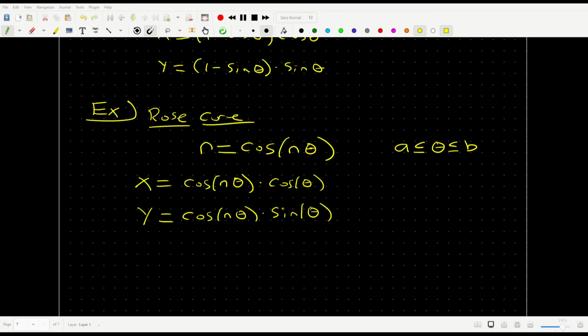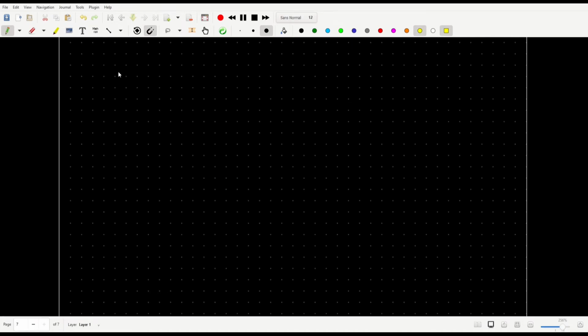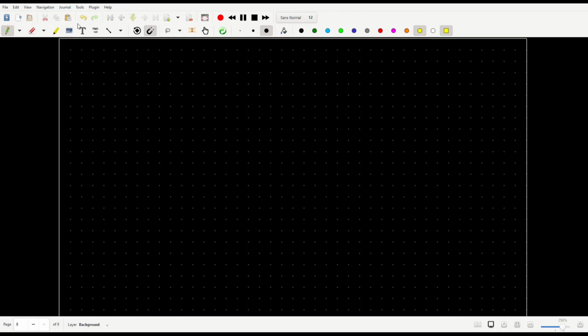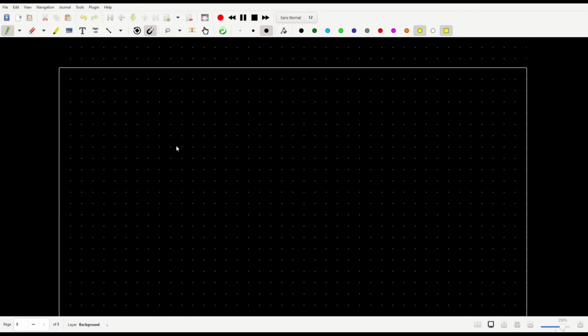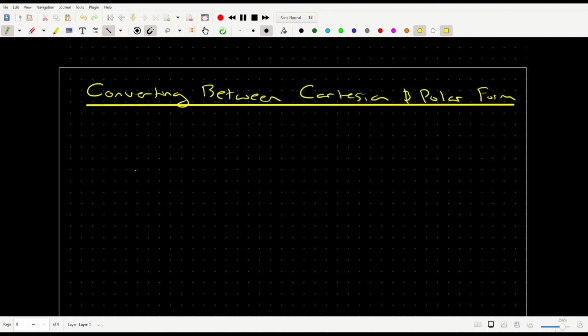The final thing that I want to mention is that for some curves, the curves look simpler in Cartesian coordinates, and for other curves, the curves look simpler in polar coordinates. So we want to get really good at practicing how to convert a given polar curve to a Cartesian curve and vice versa. And so I'll do a number of different examples of this right now just so you can see.